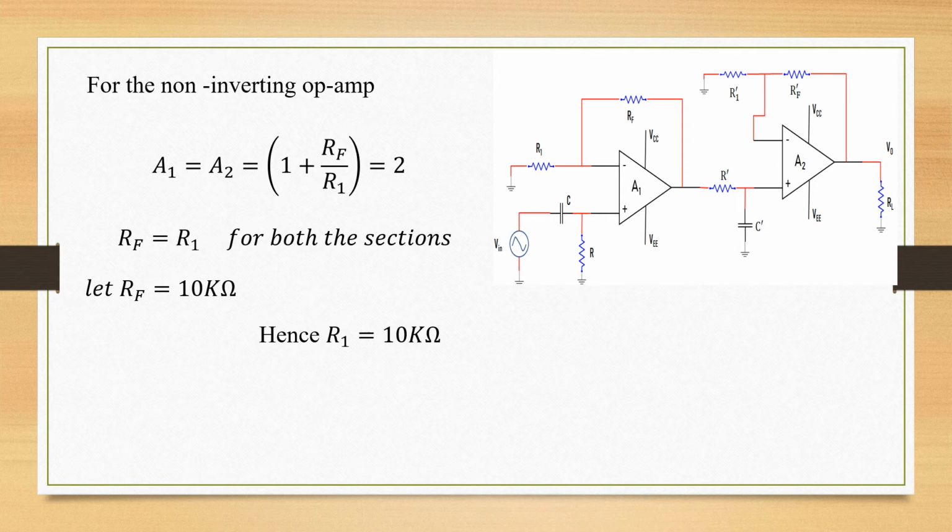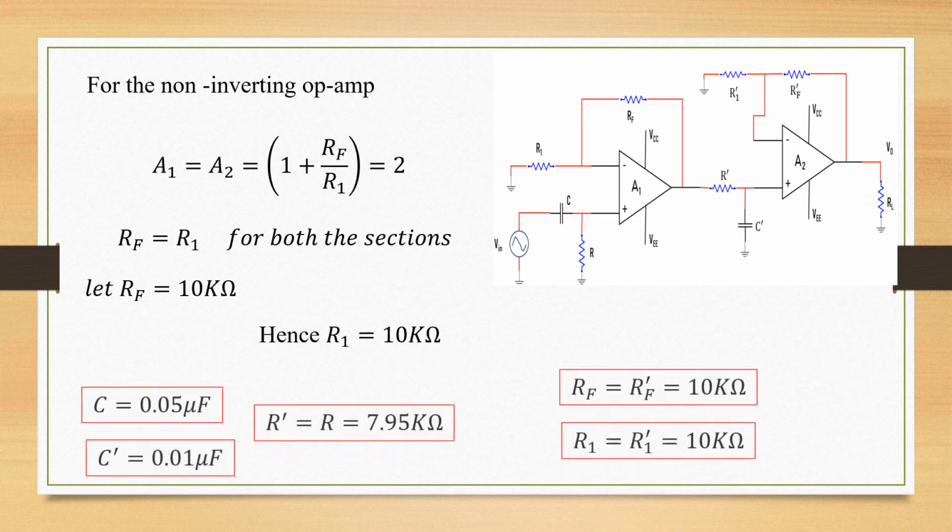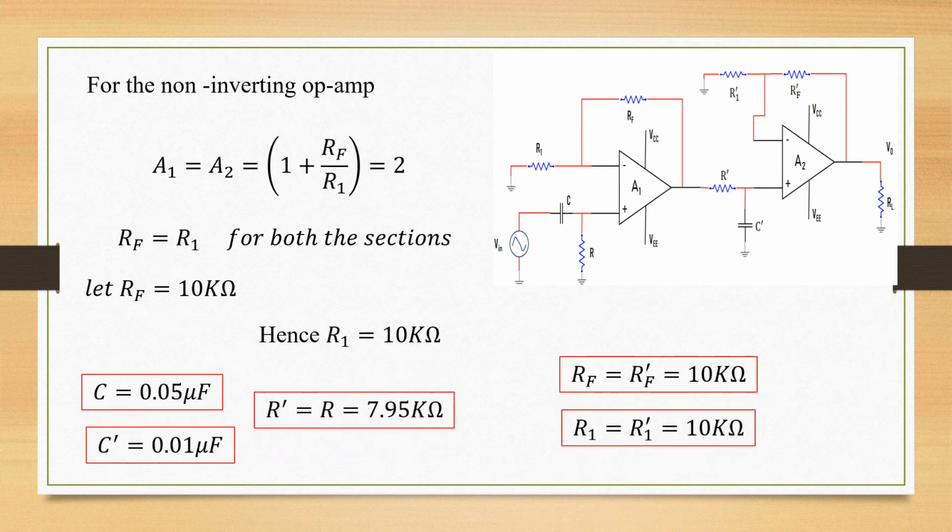With this, we have completed the first part of the problem, that is the design part, with all these component values. C and C dash, R dash and R are equal, what we have obtained. RF and RF dash are equal, R1 and R1 dash are also equal. So this is the first part of the problem. Now moving on to the second part of the problem.